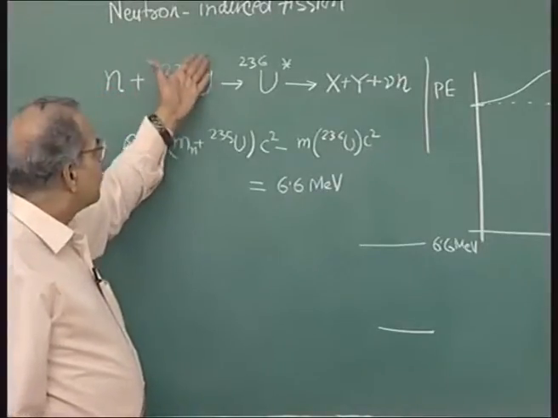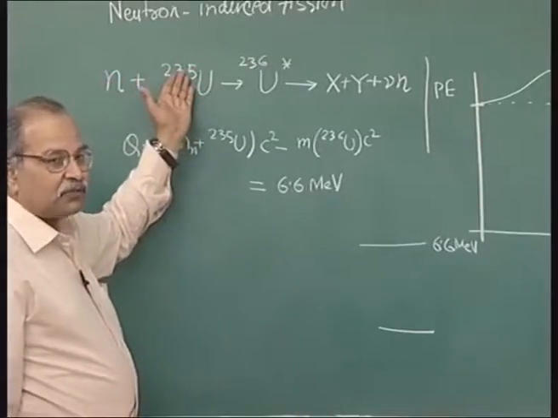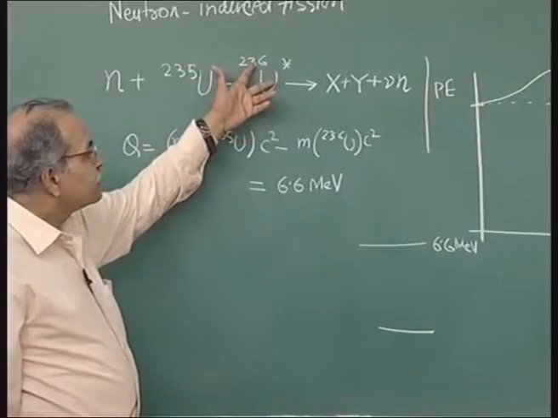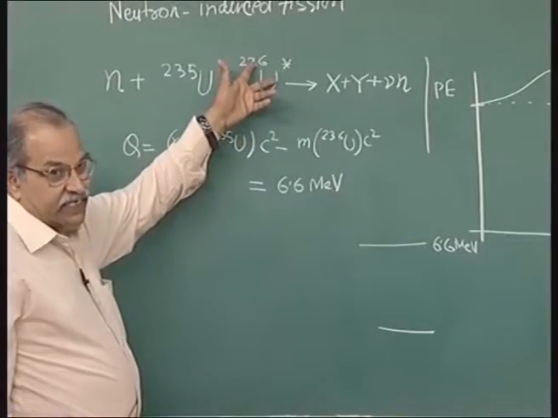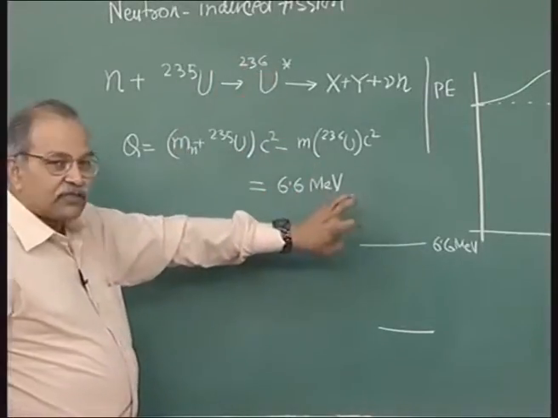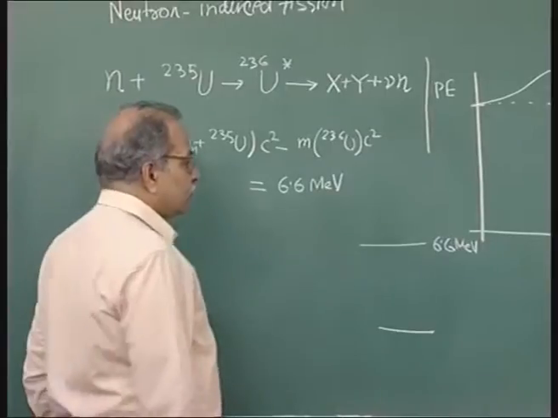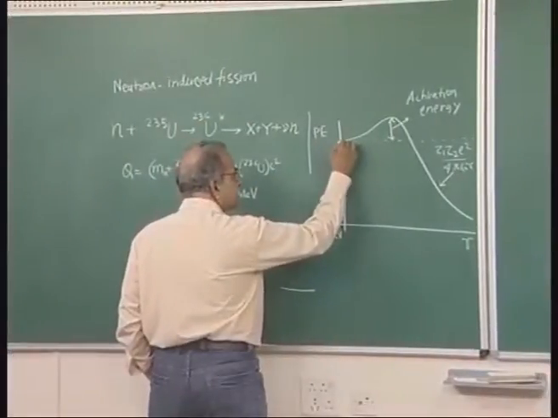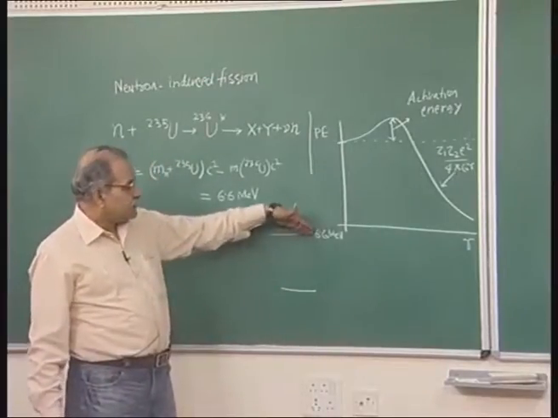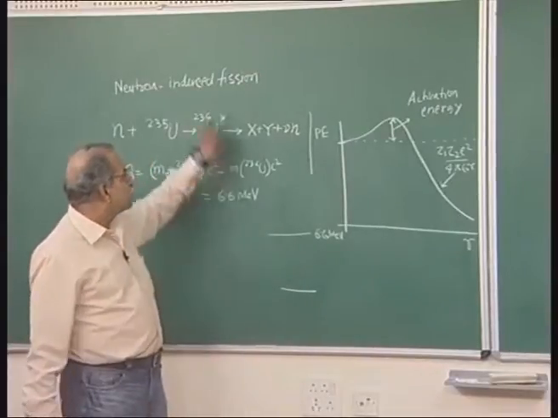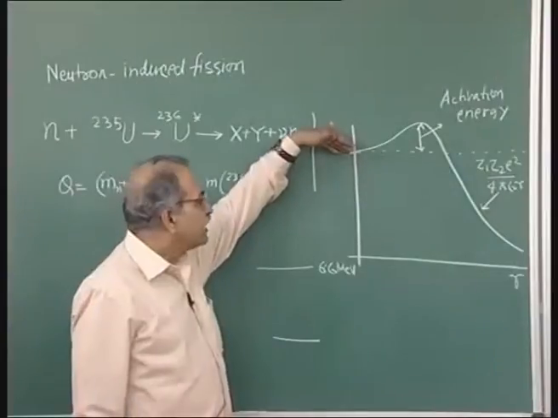So, the total linear momentum here is 0 or almost 0, and therefore this product that is there will also have linear momentum 0, and linear momentum 0 means kinetic energy 0. So, all this energy goes into internal excitation and it is created in an excited state. So, the ground state of uranium 236 is here, but it is formed in an excited state, and that energy is 6.6 MeV above its ground state.